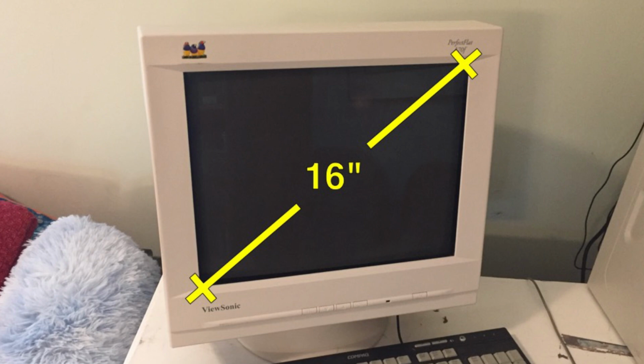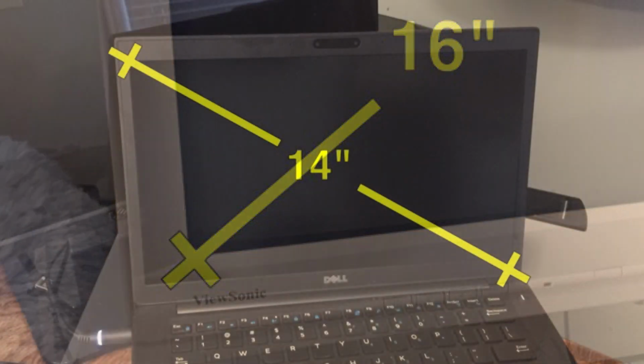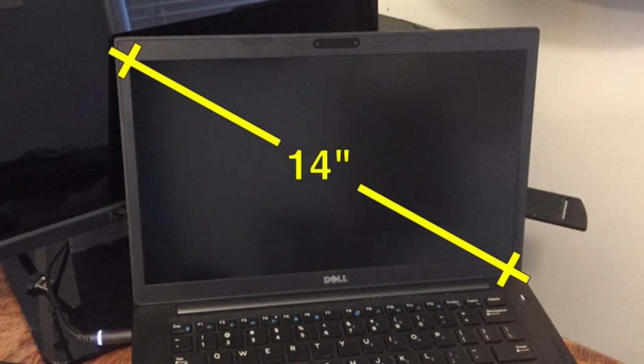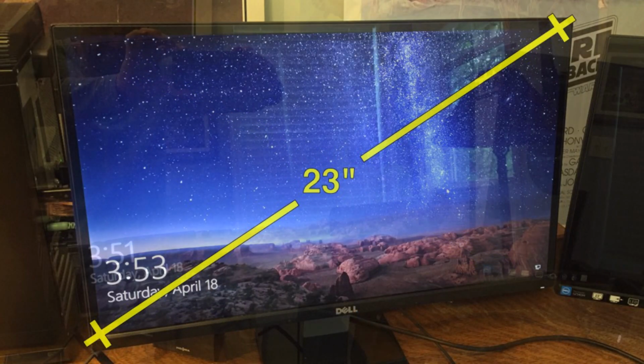Now, this measurement is only the screen measurement. It does not include any border that the monitor may have. And you generally either round up or down to the nearest inch, whichever is closest.